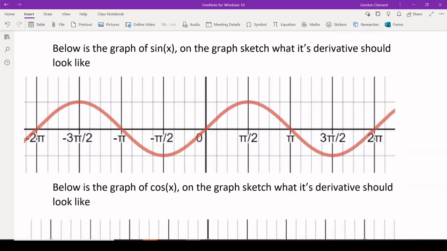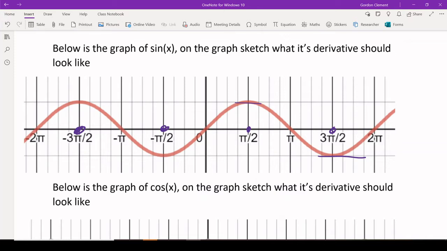So here is the graph of sine. We're going to use this to sketch what we think the derivative of sine should look like. I see a horizontal tangent there, so slope should be 0. Horizontal tangent there, slope should be 0. Same with there, same with there.